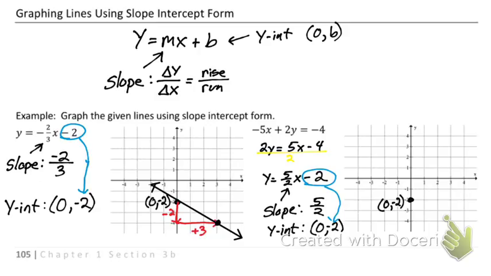0, negative 2. My slope is 5 over 2, so that means I got to go up 5 units. 1, 2, 3, 4, 5. So I got to go all the way up here. That is my plus 5. And then I have to go right 2 units. Let's go back to red, actually, because I got to put the plus 2. Put my point right there. And that is my line.